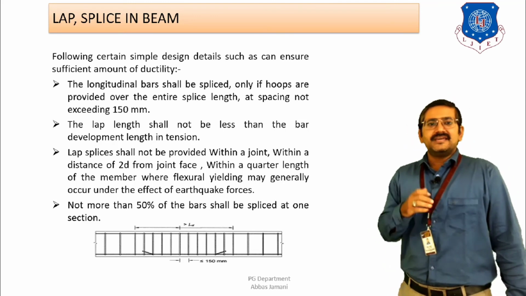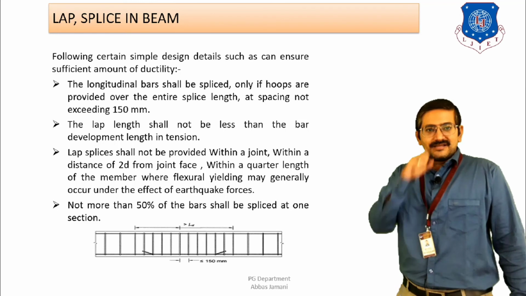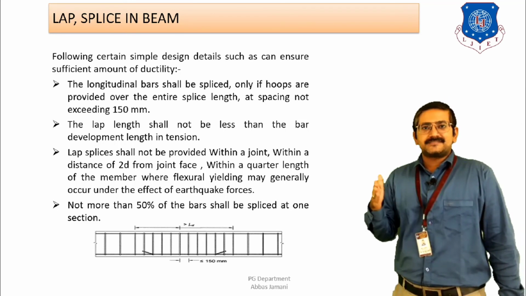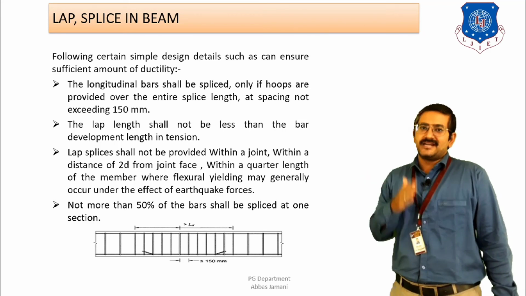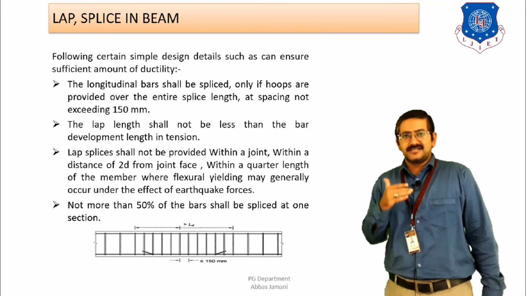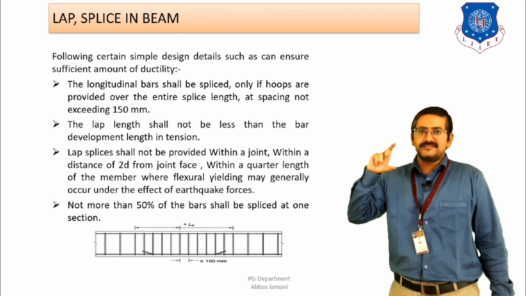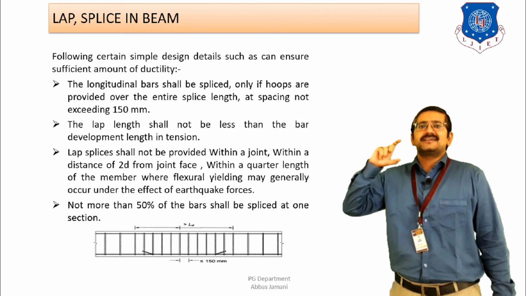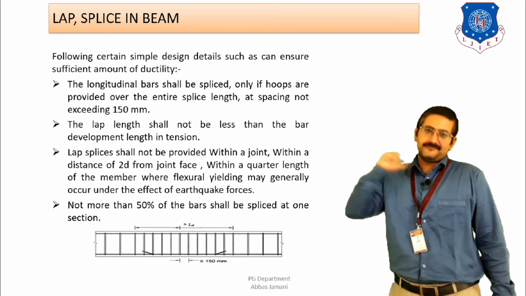So the longitudinal bars shall be spliced if the hoops are provided over the entire splice length, and the maximum spacing is 150 mm. That is, if the splicing of bars is done, then in that entire region of the splice length, the spacing of the stirrup should be close, and the maximum spacing should not exceed 150 mm.